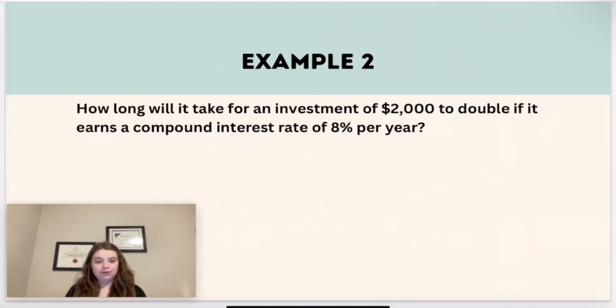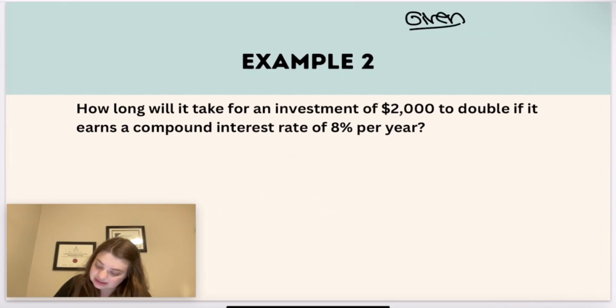Let's do a second example. How long will it take for an investment of $2,000 to double if it earns a compound interest rate of 8% per year? Now, it didn't say how often this is compounded, and so I'm going to assume that it is compounded once per year because they didn't specify compounded monthly or compounded weekly or compounded semi-annually or quarterly or anything like that. So I will assume it is compounded once a year because they did not specify otherwise, and that's our default. So I'm first going to write what's given here.